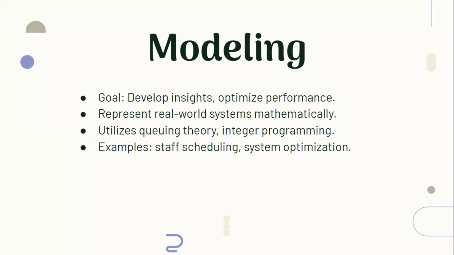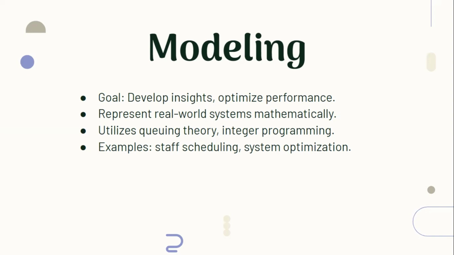A healthcare facility aims to optimize staff scheduling to minimize patient waiting times, maximize resource utilization, and also maximize user satisfaction. OR modeling techniques such as queuing theory or integer programming can develop mathematical models of patient flow, staff availability, and service capacity. By analyzing these models, the facility can determine optimal staffing levels, shift schedules, and appointment booking policies to improve operational efficiency and patient satisfaction.